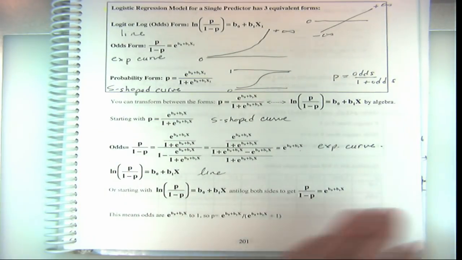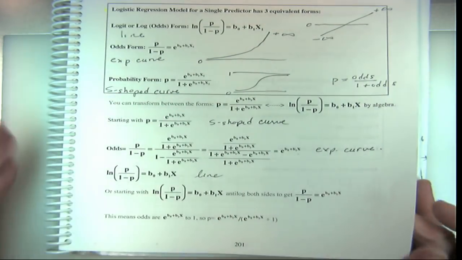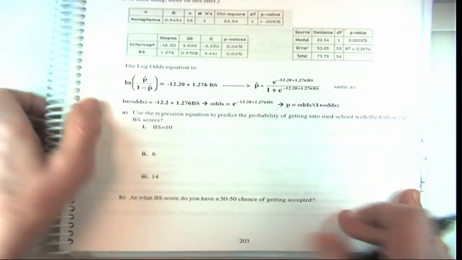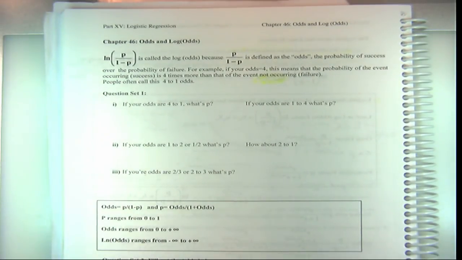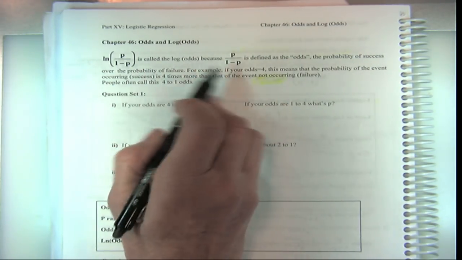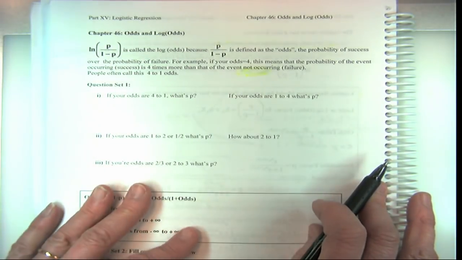So I think it's easier just to do this with examples rather than this algebra, which is the same thing. But let's just go through the examples, just so you get a feel for it. All right. So this is called the log odds. It's log base e of the odds.